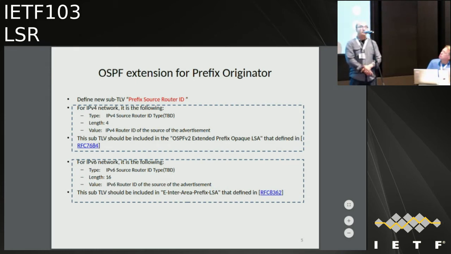Okay, here is the TLV format, which is very straightforward. We need a new sub-TLV to carry the prefix source router ID. And for OSPF version 2, this TLV will be carried in the OSPF version 2 extended prefix opaque LSA. And for OSPF version 3, it will be carried in the E-inter-area-prefix LSA. Very straightforward.